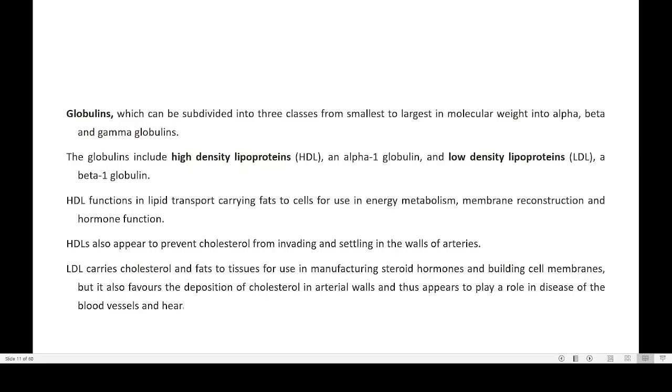So this is the idea. HDL and LDL are not actually cholesterol, they are actually proteins, globulins, high density lipoprotein and low density lipoprotein. They are transport proteins for lipid. One is transporting cholesterol into the cell. The other is helping in the deposition of fat on the inner wall of the arterial wall.